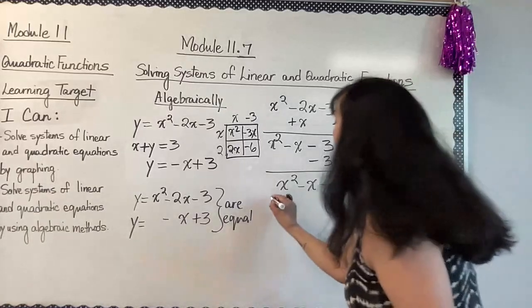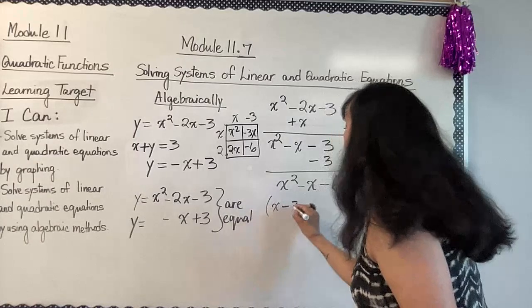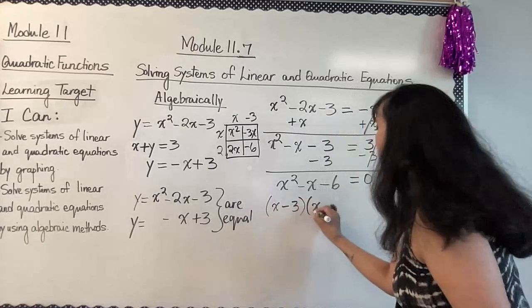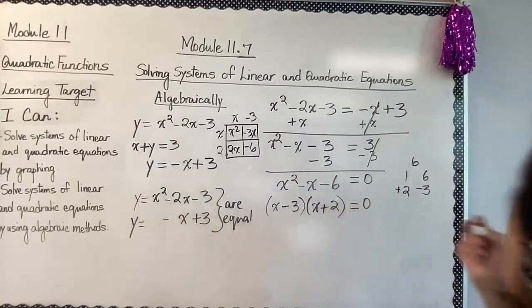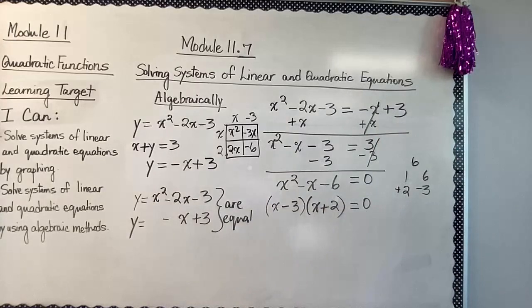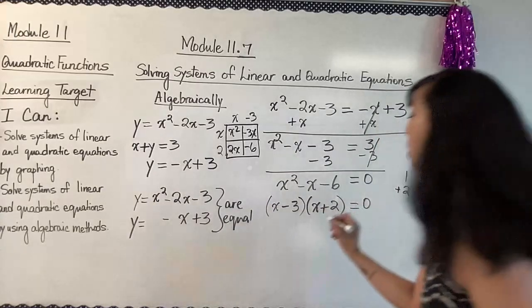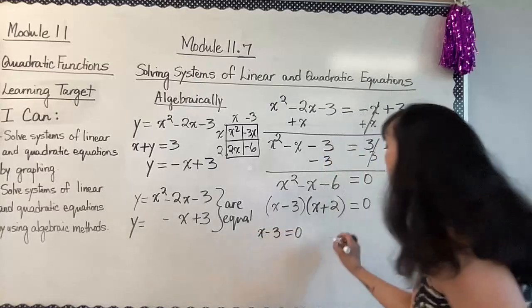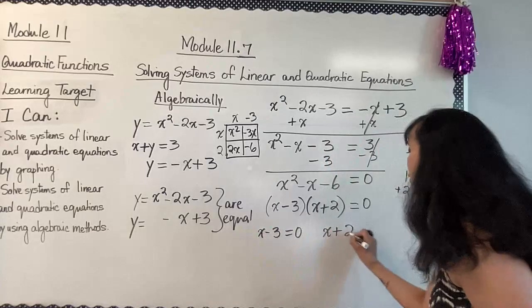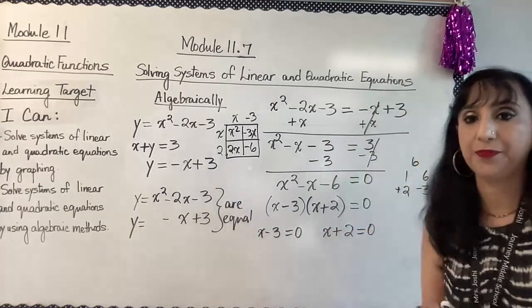So I'm going to write that here, x minus 3 and x plus 2, and this is going to give me 0. And then I'm going to use the zero product property, and I know x minus 3 is equal to 0, and x plus 2 is equal to 0.